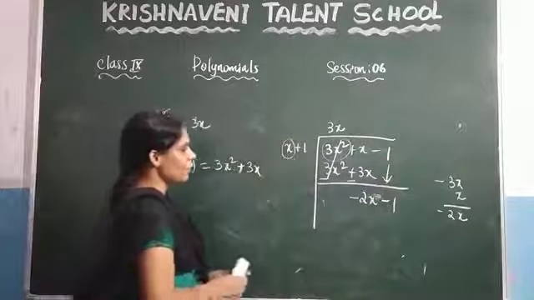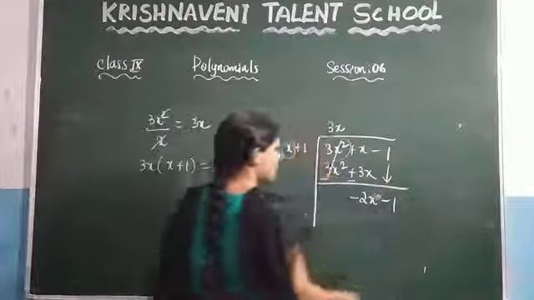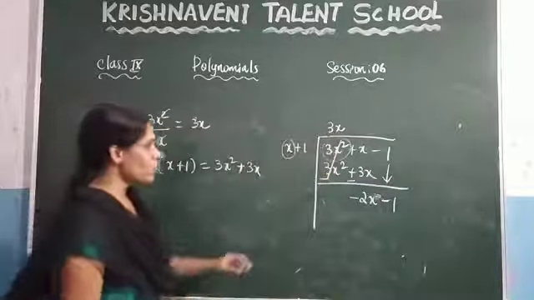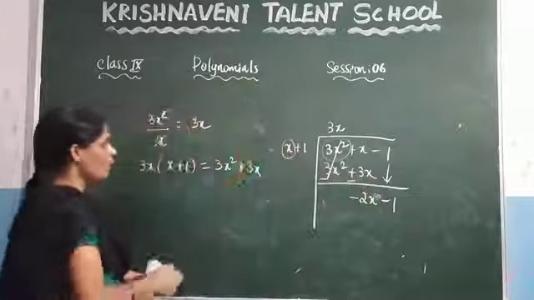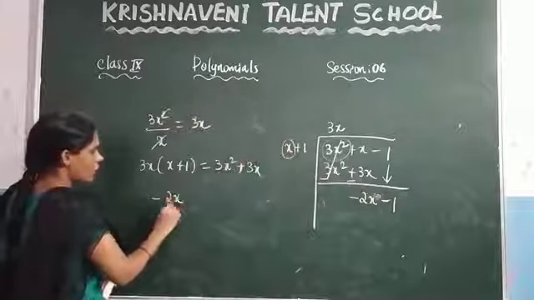Now the same thing we did before, you just need to divide this term by this term. So divide minus 2x by x.